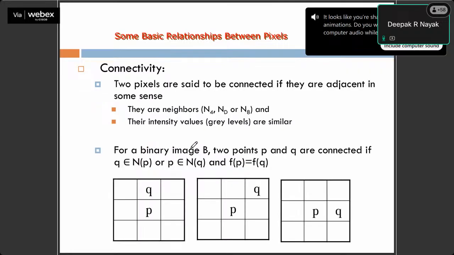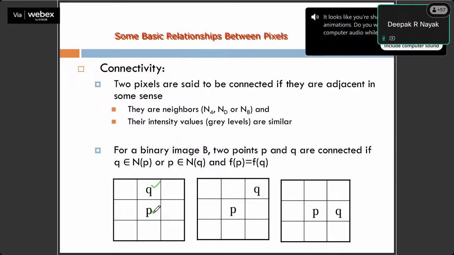There is another term which is very important. I will not go into the details of connectivity. What is the meaning of connectivity? How would you know that two pixels are connected in an image? Two pixels will be connected if they are adjacent in some sense. Let's say this is an image which is given to us, where P is one pixel and Q is another pixel. So how would you know whether P and Q are connected or not?